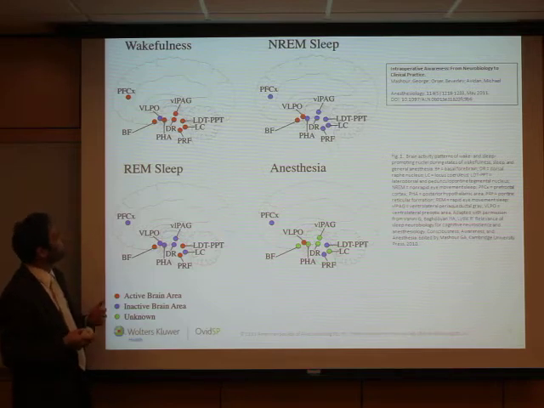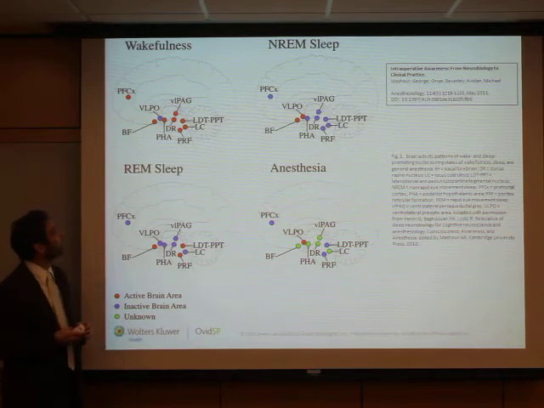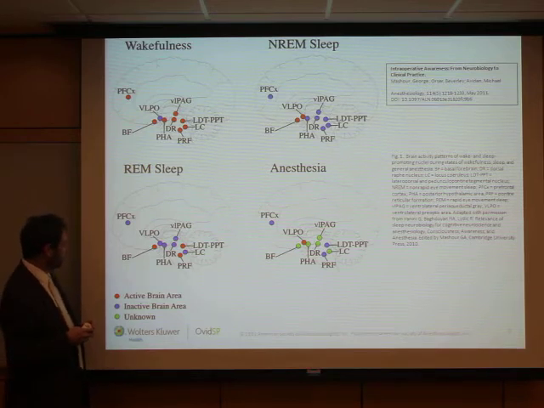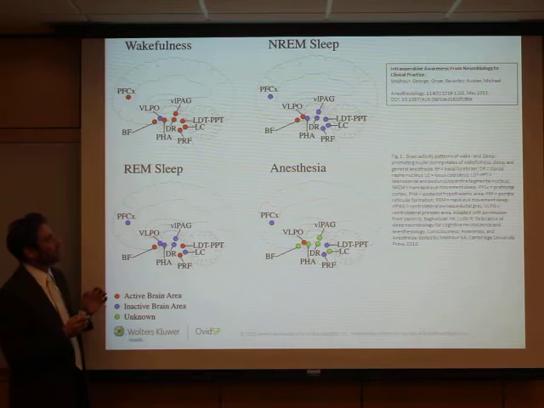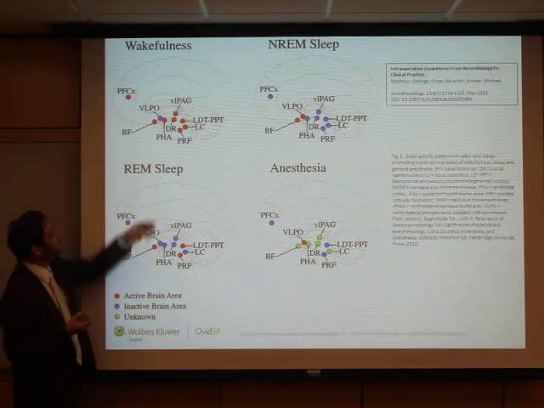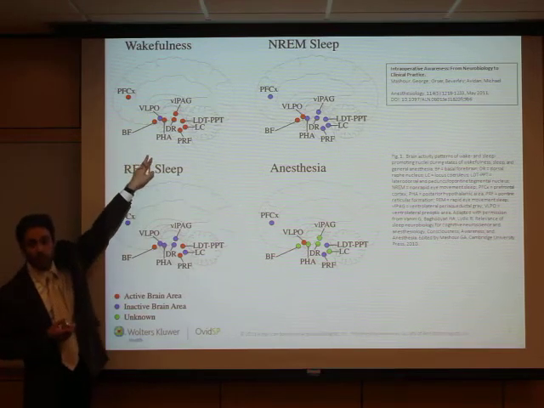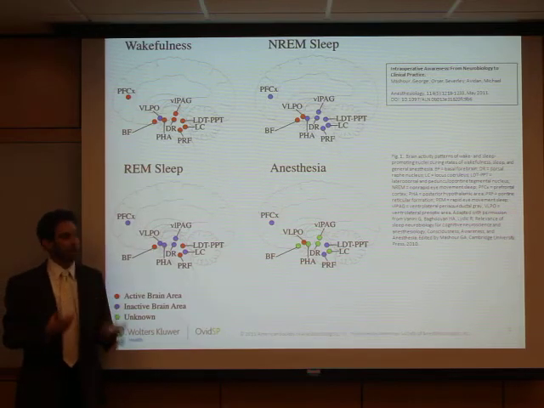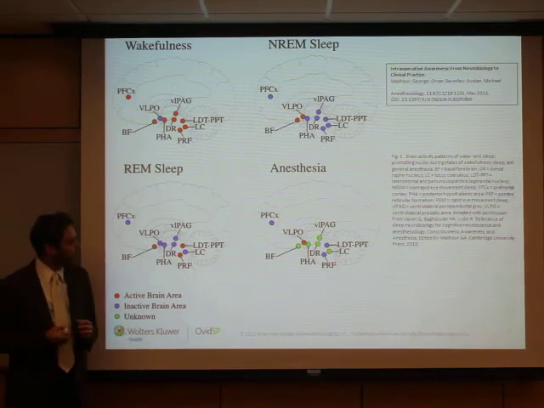A very important area, for example, is the VLPO, or the ventrolateral preoptic area, which becomes active during non-REM sleep and inhibits the arousal nuclei, which are all the red nuclei, and actually then promotes sleep.